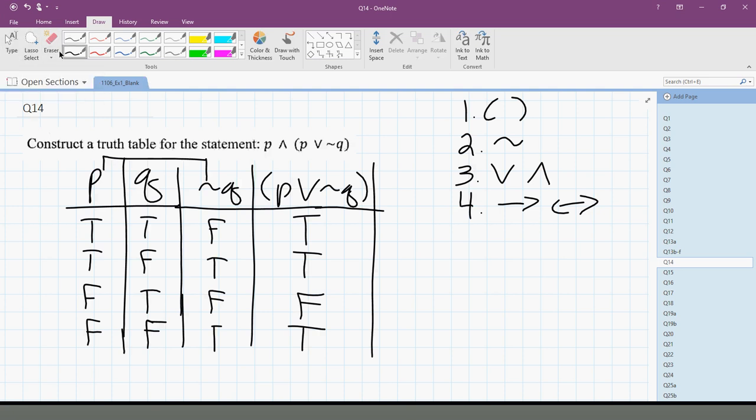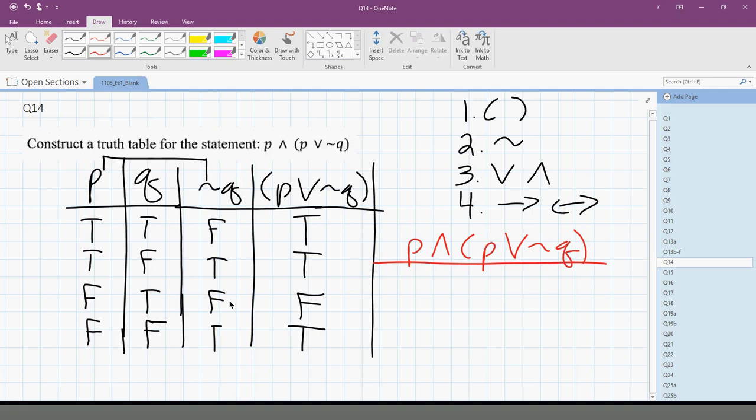So now we're going to do, I'm going to move my truth table down some. Come here, you. Eraser. There we go. Now my eraser's working.